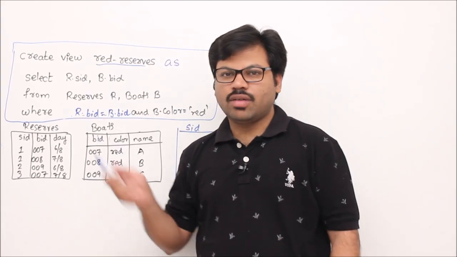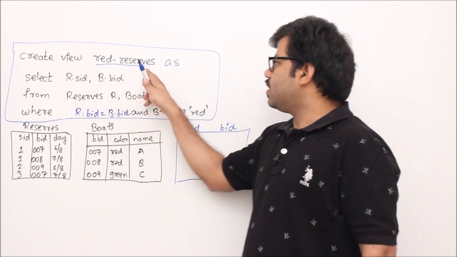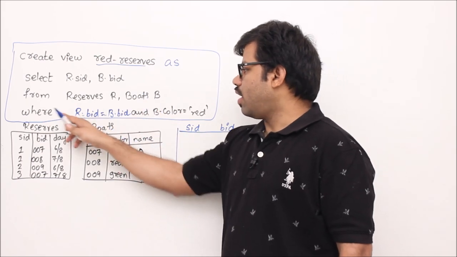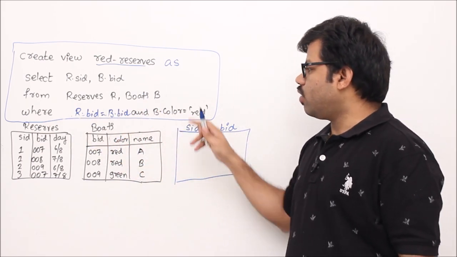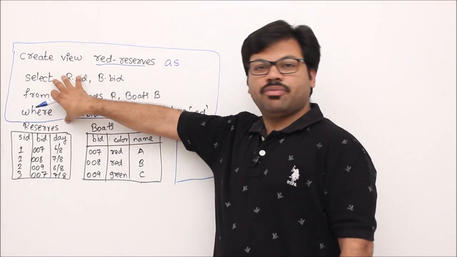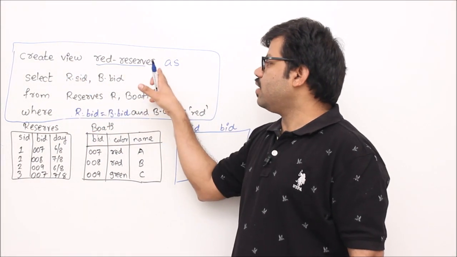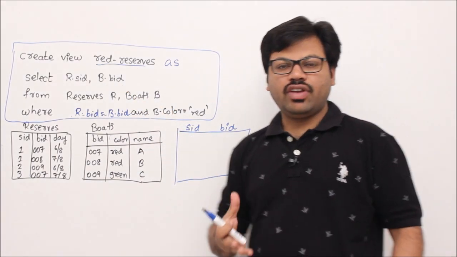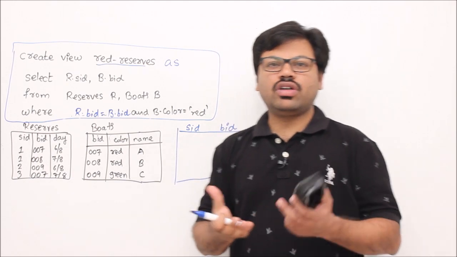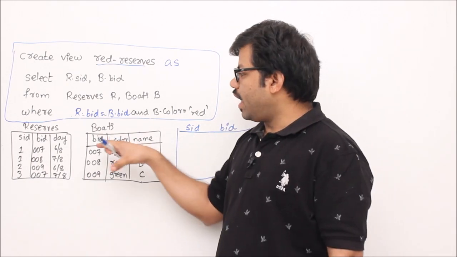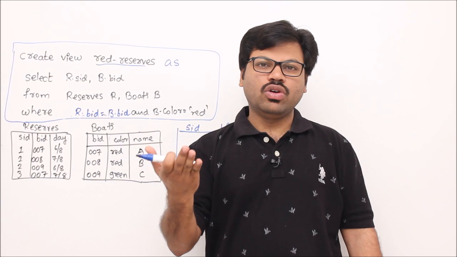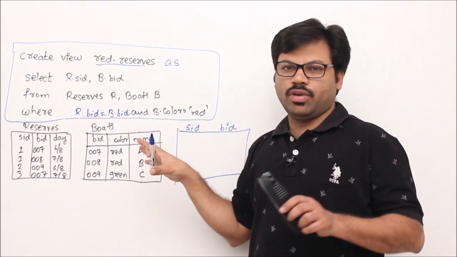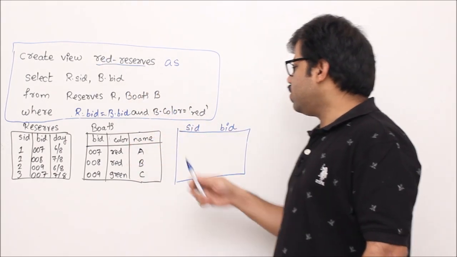Okay, now we'll see one example of a view. Create view RedReserves as select r.sid, r.bid from Reserves R, Boats B where r.bid equals b.bid and b.color equals red. So this select query result will be stored as RedReserves, but not immediately. It will be stored temporarily. That means whenever we have a requirement, when you use that view, at that time it will be computed. So I can say that it is a virtual table, and that virtual table is RedReserves.